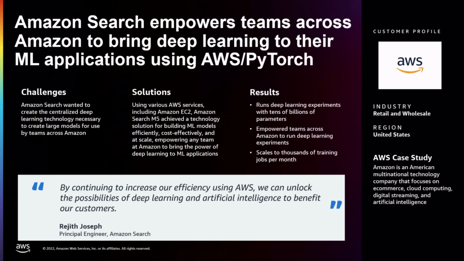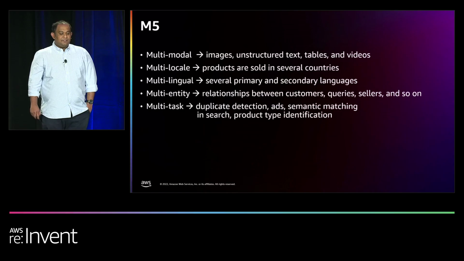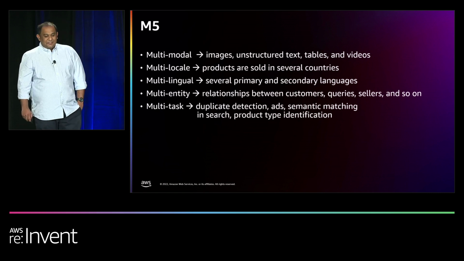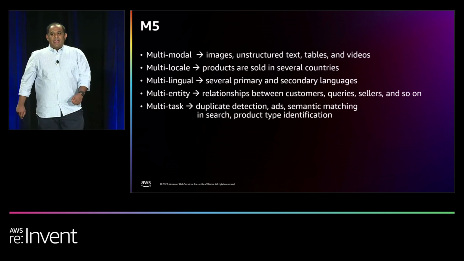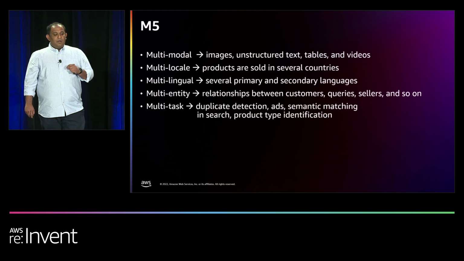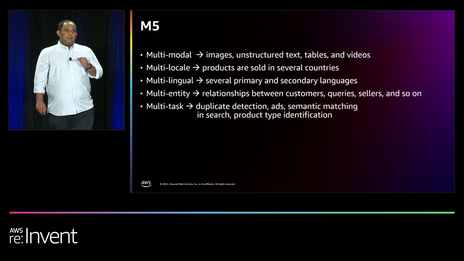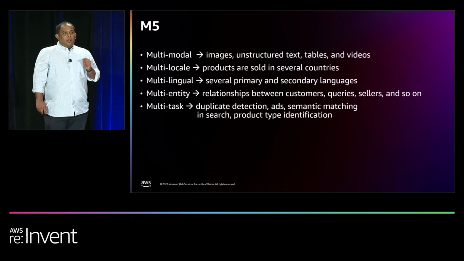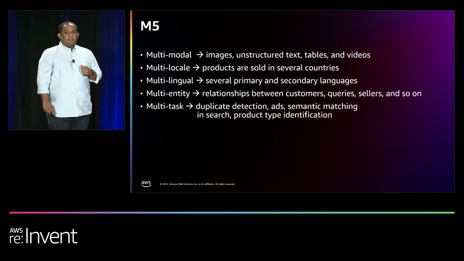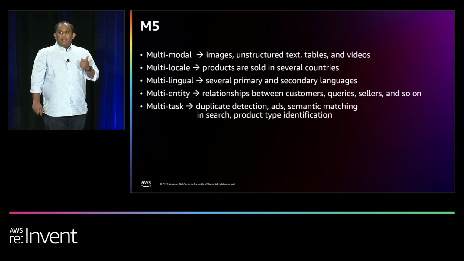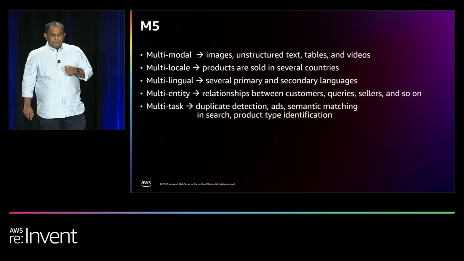Before we go into details, I'd like to give an introduction about M5. What does M5 stand for? It's 5 M's, actually. What do I mean by 5 M's? One, multi-modal, because we believe the input to our model can be not just text. It can be images, unstructured text, tables, and why not videos?